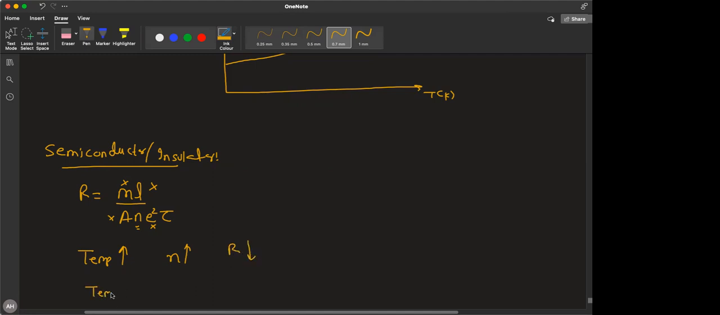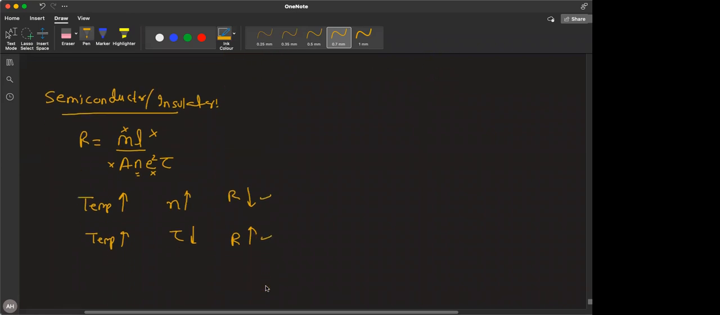And when you increase temperature, just like the previous case, the relaxation time will decrease and R will increase. So see, both parameters are giving opposite effects. Number density is trying to decrease resistance while relaxation time is trying to increase resistance. So the overall effect will depend upon the factor which is stronger. So this is the strong factor. So no, sorry, not this one. Sorry. This factor is the strong one.